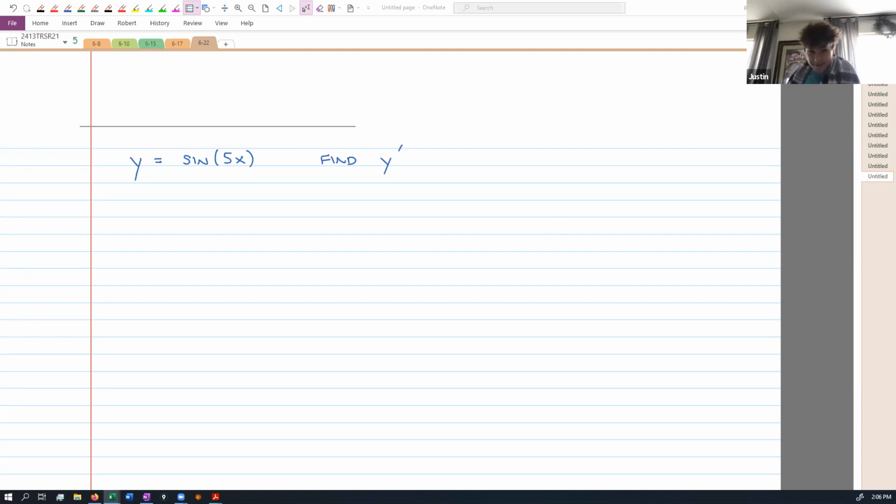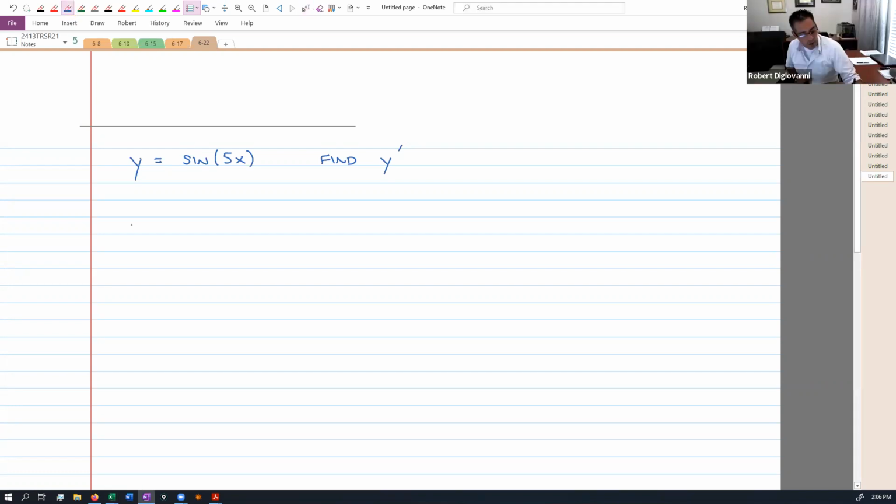Okay, all right. So Justin, on this one, do you see composition? Do you see product? Do you see quotient? Do you see just gibberish? What is your mind seeing here? I'm just seeing composition. So what's your outer function? Sine. And then the inner function? 5x. Okay, so let's see if you can walk me through this.